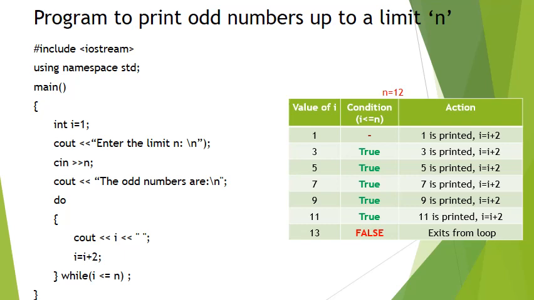Now it will check the condition, that is 3 less than or equal to 12. Yes, the condition is true. So 3 is printed and I is incremented by 2. Now the updated value of I is 5. It will again check 5 less than or equal to 12. Yes, the condition is true. It will print the value 5 and I is updated to 7.